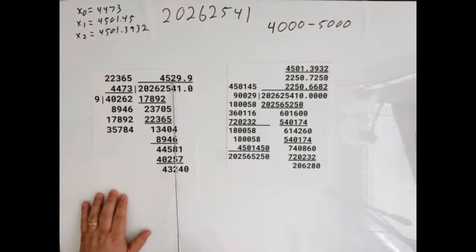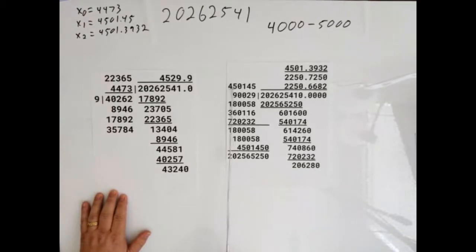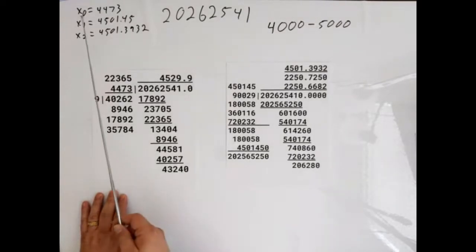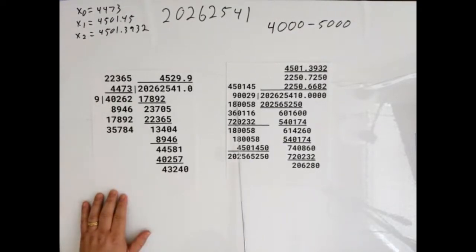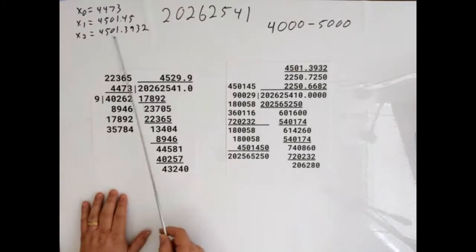Well, actually, this is part of our second guess. We add these two numbers together to get this number, and divide that by 2 to get our second guess, or first guess, if you will, which is 4501.45, which is x1. The 4473 is x0. Then you divide this into here, and you get 2250.6682. You divide this one by 2, you get this. Add those two together, and you get the answer, which is x2, which is what I saved up here.